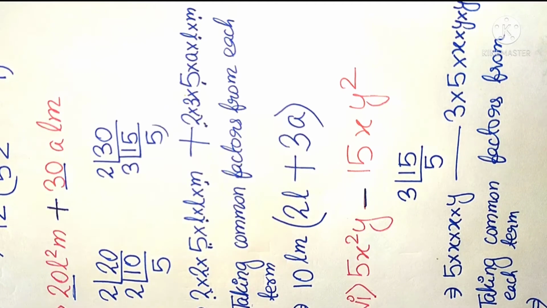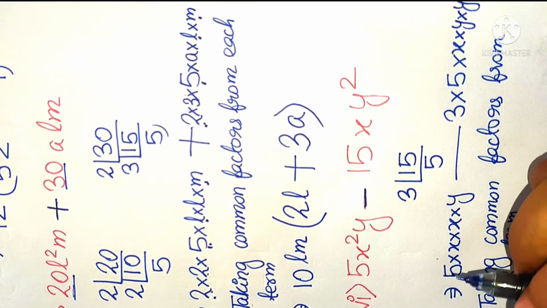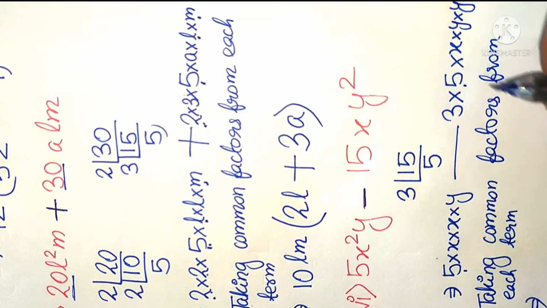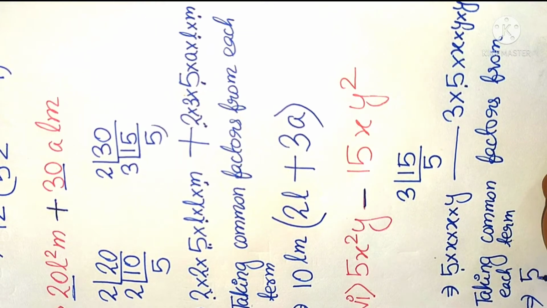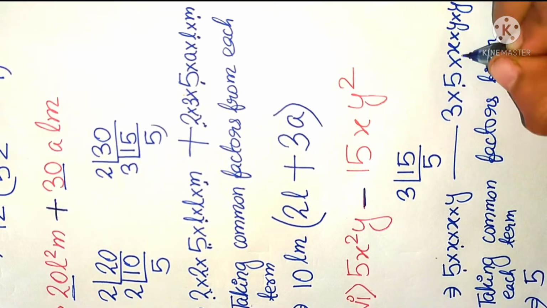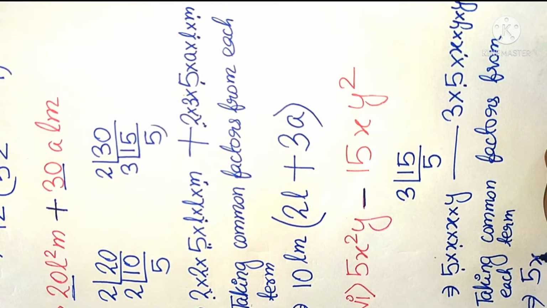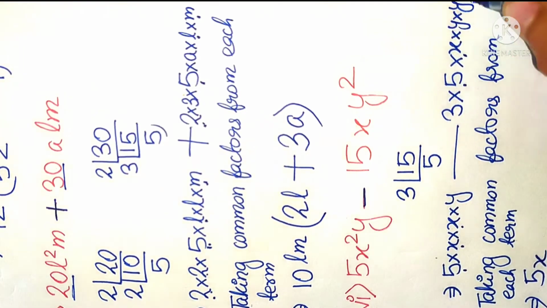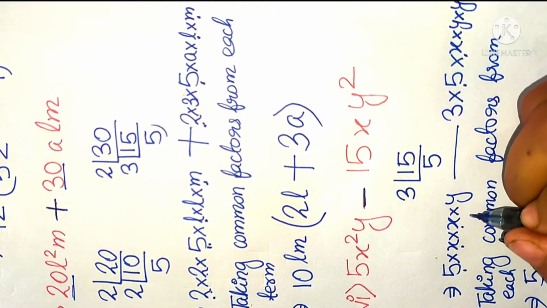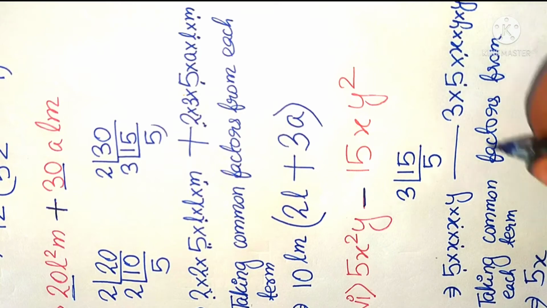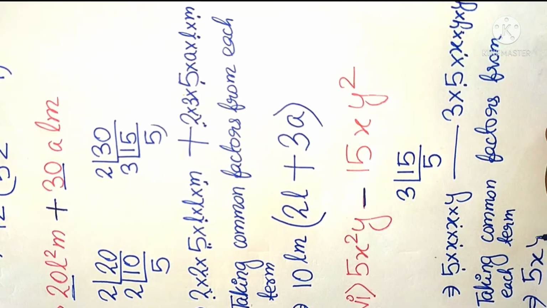Now taking common factors from each term. Here we have 5. Here also 5. So we can take 5 common. Here we have x, here also x. So we can take x common. Here we have x, here we don't have any x. So we will not take it common. Next we have y here, here also y. So we can take y common.